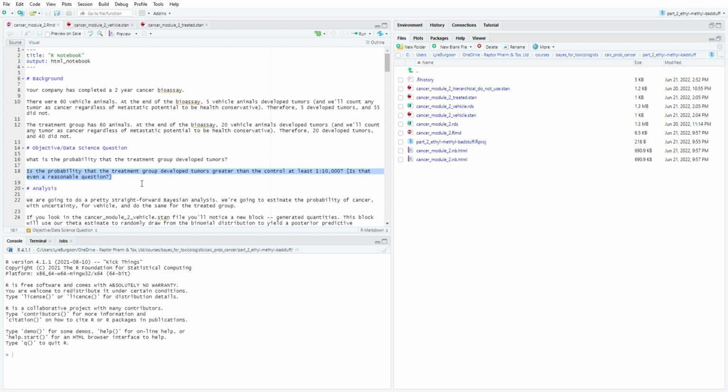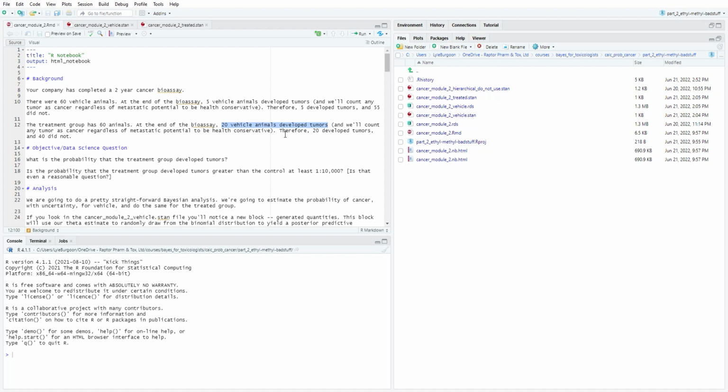So let's go back up here to the background. To refresh you, I didn't change the data from the vehicle. In the vehicle, we've got 60 animals, and 5 of those vehicle-treated animals developed tumors. Therefore, if 5 developed tumors, then 55 did not, 60 minus 5. In treated, we also have 60 animals. At the end of the bioassay, we have 20 treated animals that developed tumors. Whew, that's quite a few. If 20 developed tumors, that means that 40 did not.